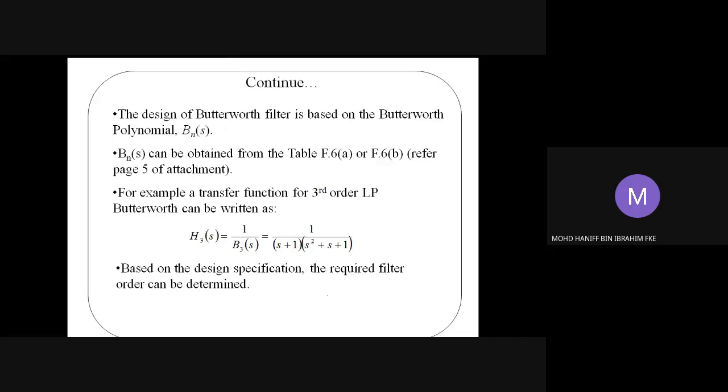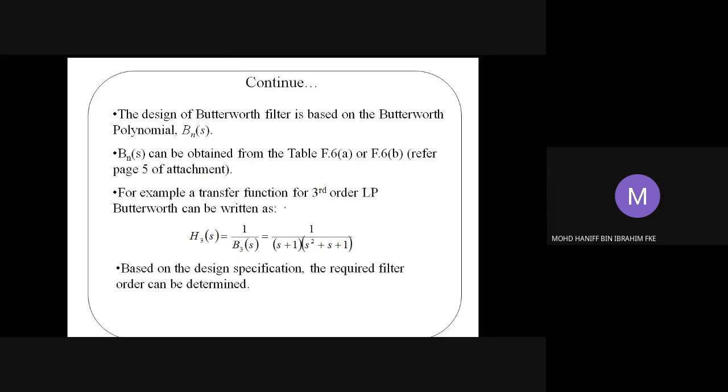readily obtained. You can refer again to page 5 of your attachment. This Butterworth polynomial in general is given by this polynomial equation: s to the power of n, plus a_(n-1) s to the power of n minus 1, and so on. All the information of these coefficients, a_(n-1) and so on, up to a1, can be obtained from this table of Butterworth polynomials. Okay, so let's have a look at the next page now.